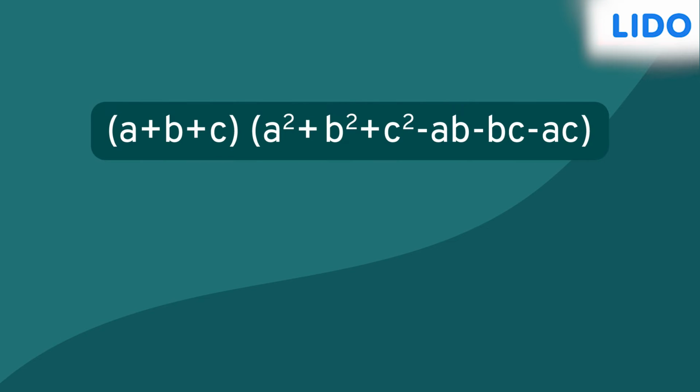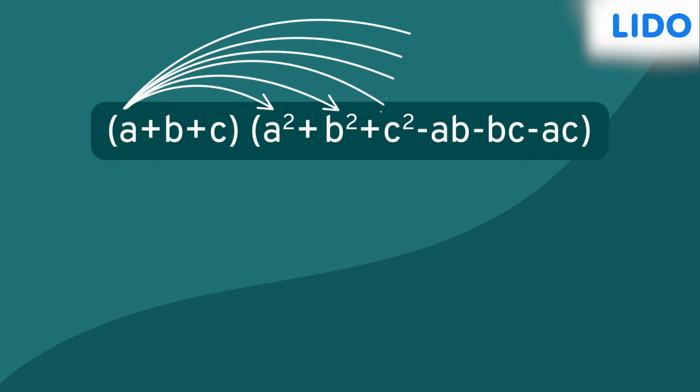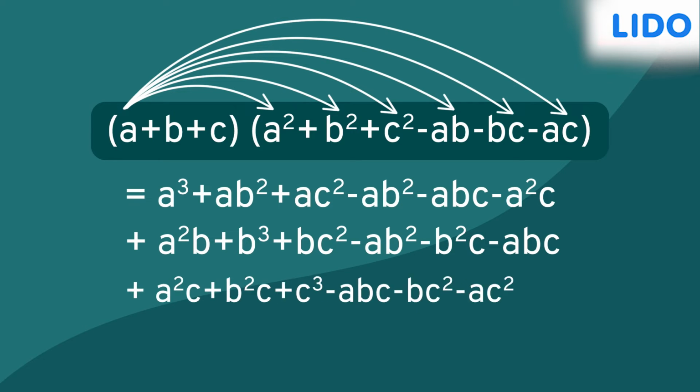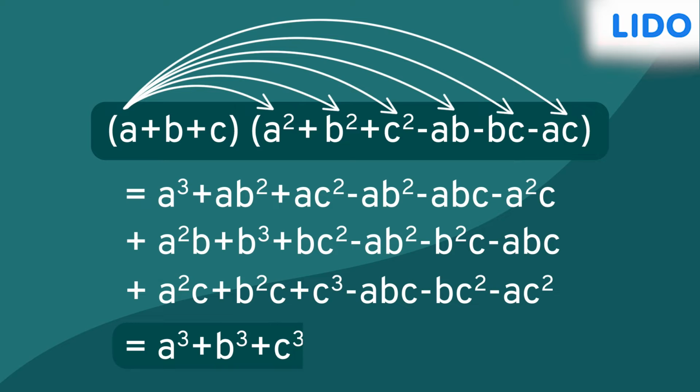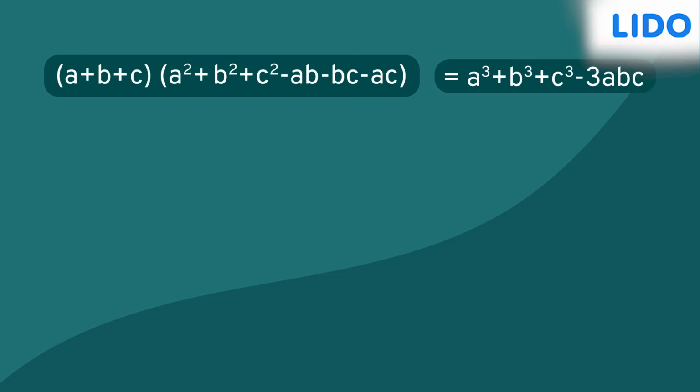Since the left-hand side of the expression is a product of two expressions, we'll multiply every term of the first expression with every term of the second expression and then simplify it. The resultant expression is a cube plus b cube plus c cube minus 3abc, which is a lot easier to handle, like Vishal's clothes would be had he arranged them neatly. And that's another important identity to remember.